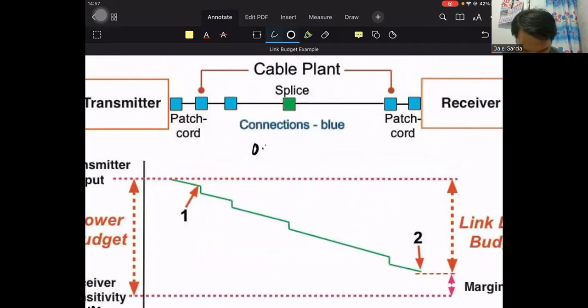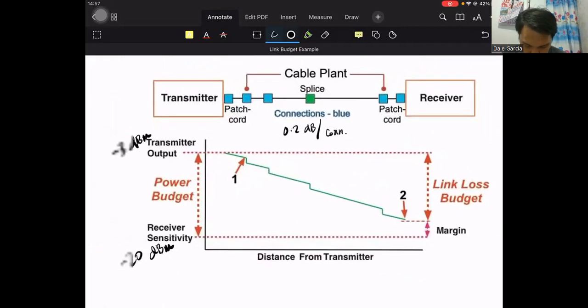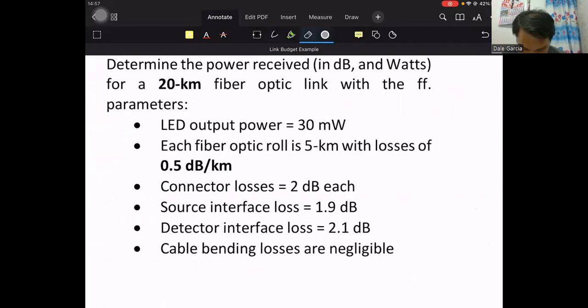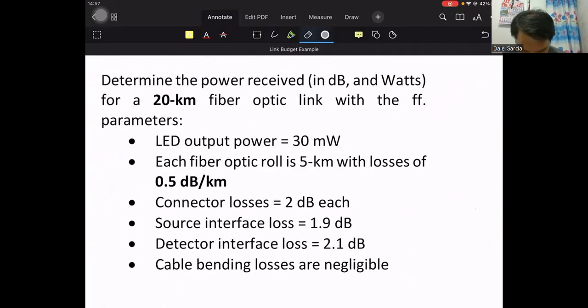So each connector has 0.2 dB of loss. These numbers are based on the specs that we have. Based on our earlier example, we have an output power of 30 milliwatts, which we still need to convert to dBm. Each fiber optic roll is only 5 kilometers, with losses of 0.5 dB per kilometer.